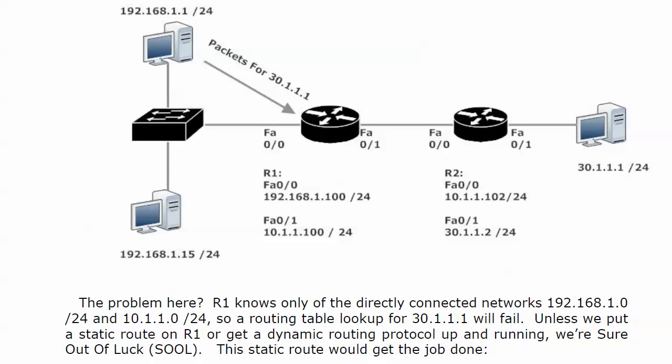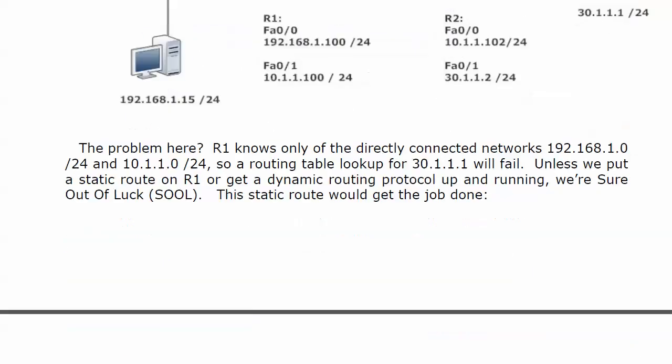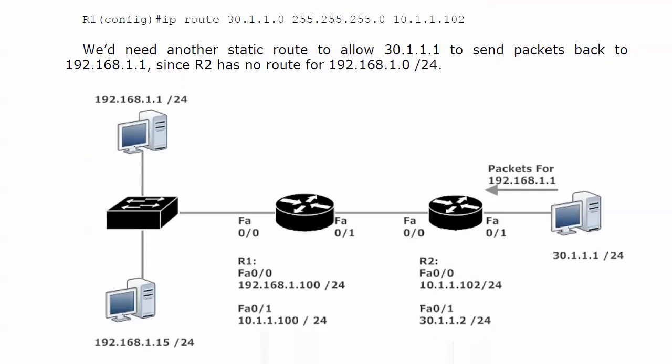Now we could put a static route on router 1, the receiving router there, or get a dynamic routing protocol up and running, or we're SOOL, sure out of luck. Now a static route that would get the job done would be 30.1.1.0, then 255.255.255.0, 10.1.1.2, that being the next hop address. Just a quick reminder with that IP route command, because it may have been a while since you got your CCNA, and static routes aren't something we all write every single day.